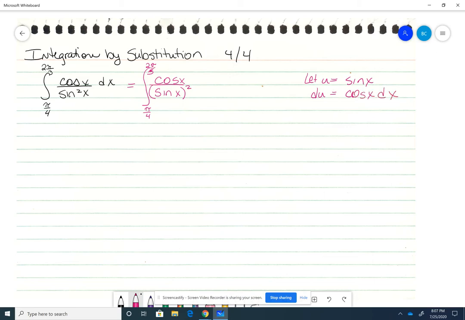So fortunately, I don't have to add anything to my integral. I don't have to add any constants. So I've got my u, I've got my du. Now I'm going to change my limits of integration.